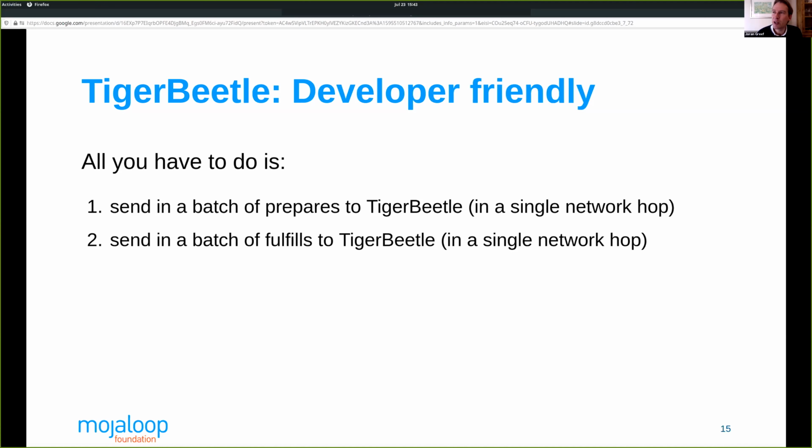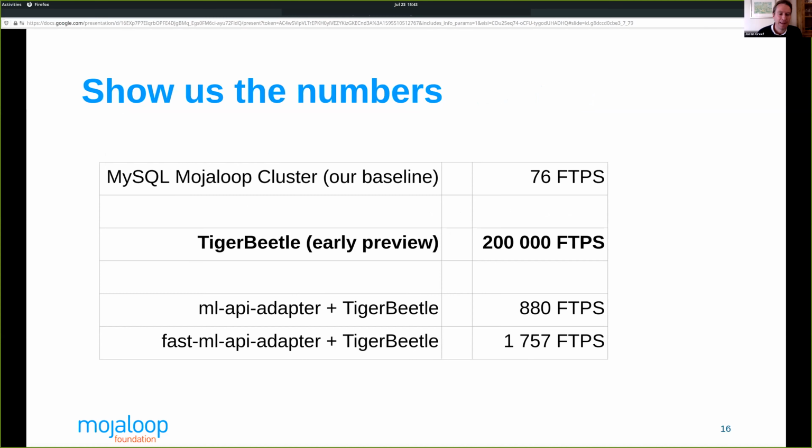So let's take a look at some actual numbers now. At the top there, the MySQL Mojaloop cluster is our baseline, and that's our minimum deployment. Across the whole cluster stack, we ran 1 pod of ML API adapter, just 1 pod, and so on for the different functions. And that cluster, on our reference hardware, is getting 76 financial transactions per second. So 76 is the number. That's where we started from in March, April.